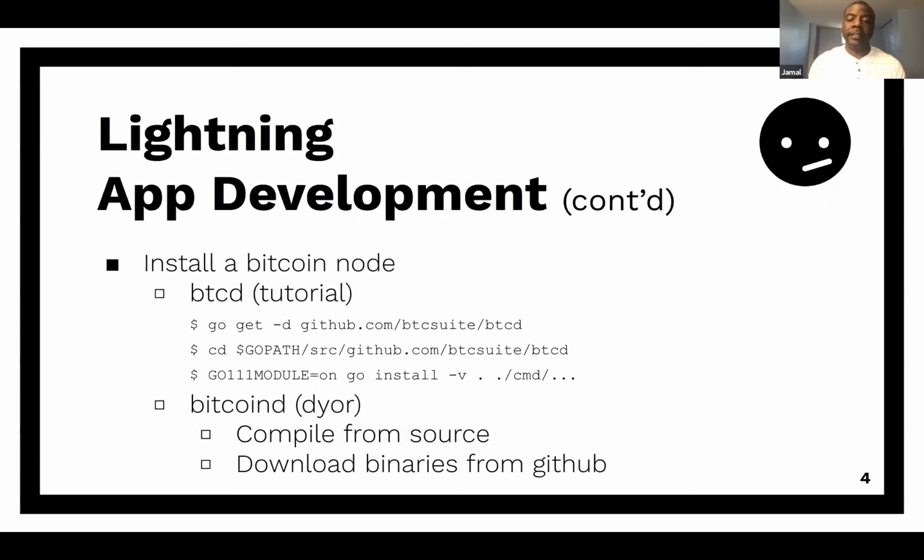But tutorials for installing Bitcoin D can be a little challenging. Some recommend compiling from source if you're doing development, which I could spend 5 more slides on the commands to get that done. It's pretty daunting. Or you can just simply download the binaries from GitHub for your operating system, and then install them into your path, and then you'll have a Bitcoin D node.